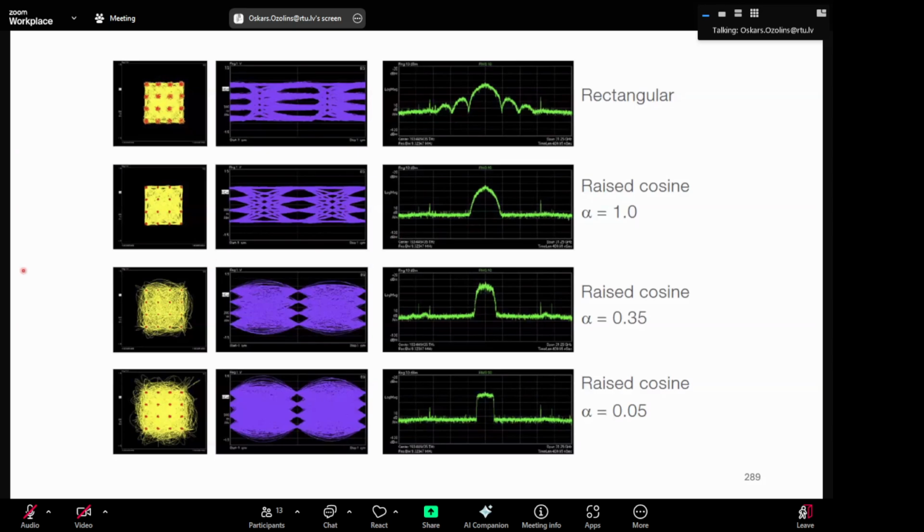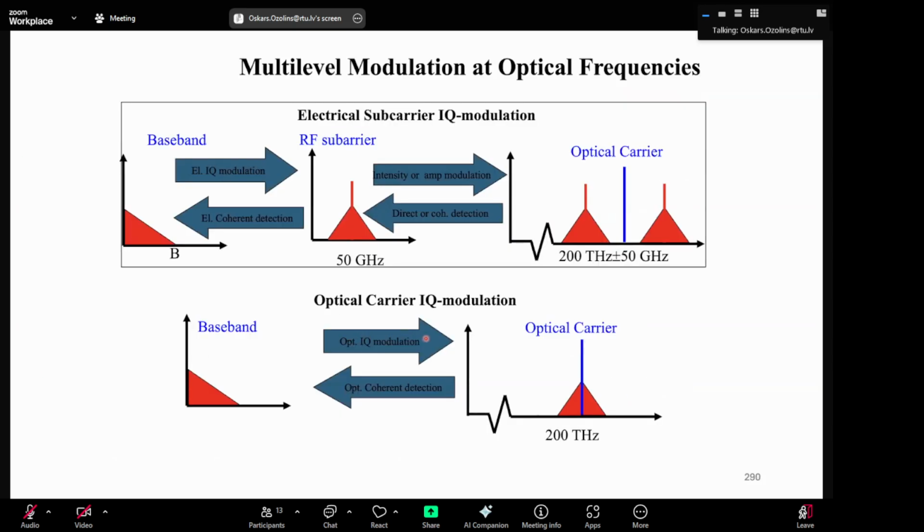Okay, good. And then when you have a single carrier and a modulated signal on it, there are different ways how to get information there. You can use optical carrier IQ modulation, so you have a baseband signal, and then you put it on the optical carrier. But you can also have electrical modulation on an RF subcarrier, and then you have the optical carrier and two RF carriers on the side. So there are different ways how one could do that.